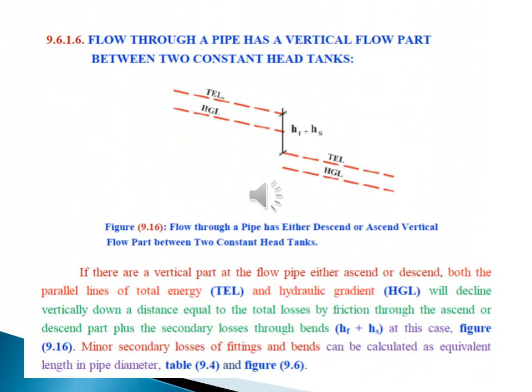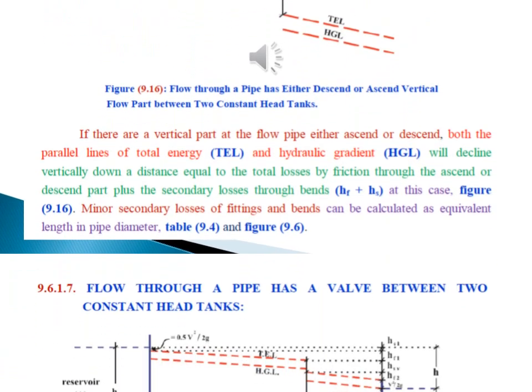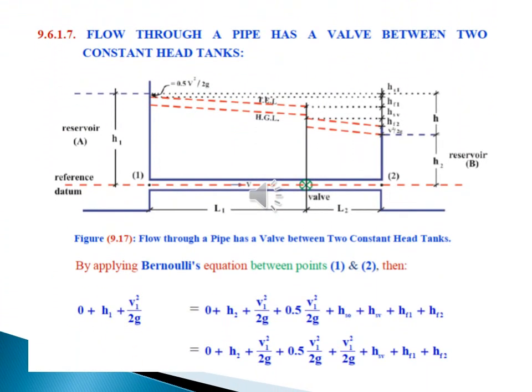Flow through a pipe that has a vertical flow part between 2 condensate tanks, as shown in the enclosed figure. Flow through a pipe that has a valve between 2 condensate tanks, as shown in the enclosed figure. By applying Bernoulli's equation between points 1 and 2, you can calculate the head losses between the 2 points and also the velocity of flow, as illustrated in front of you.